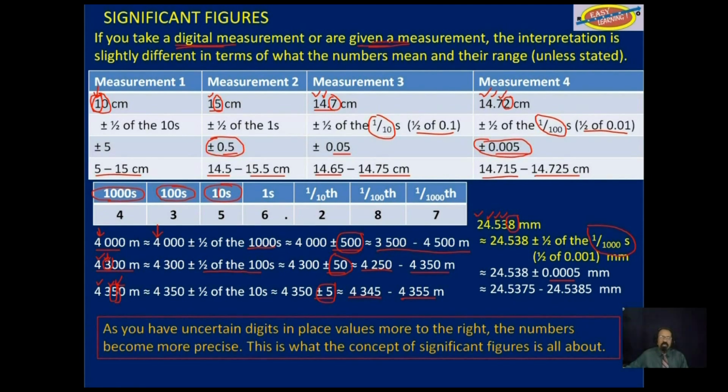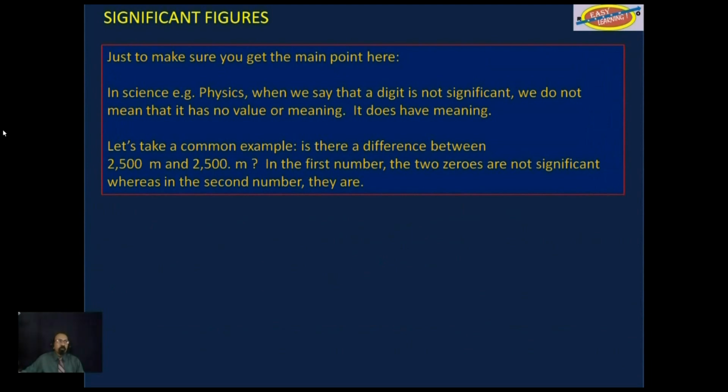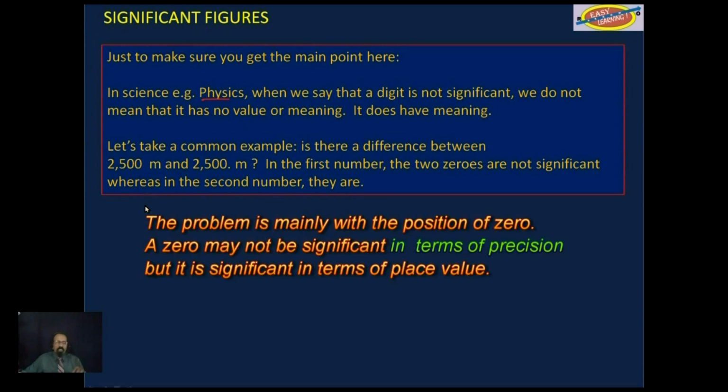As you have uncertain digits in place values more to the right, the numbers become more precise. And this is what we are dealing with when we talk about significant figures. How precise are the numbers? Just to make sure you get the main point, consider these two numbers. And here I want to make the point that when we talk about significant figures in math or science, we do not mean that it has no meaning or is not relevant.